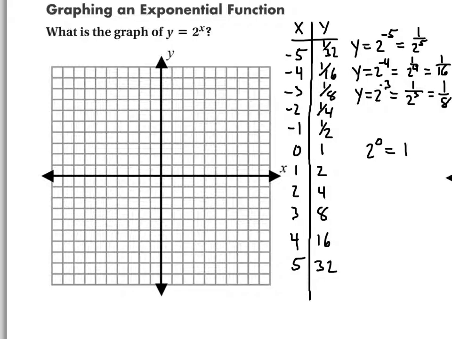Lots of points to graph. But now we're actually not going to be able to graph all of these. Let's start with the big numbers. Let's start with 5, 32. My y-axis on this graph only goes up to 10, so I can't graph that one. It's off my graph, right? Same with the next one, 4 and 16. It's off my graph. But 3 and 8 I can do, right? So 3, 8 is there.